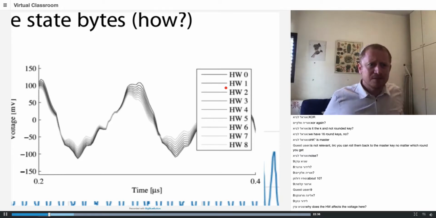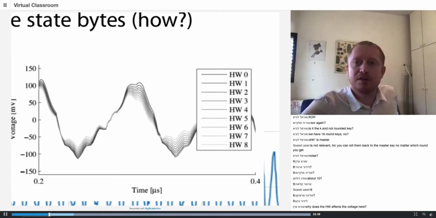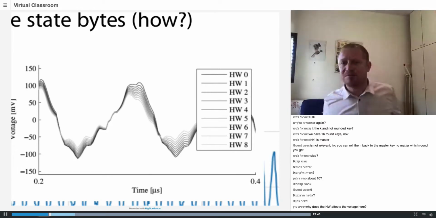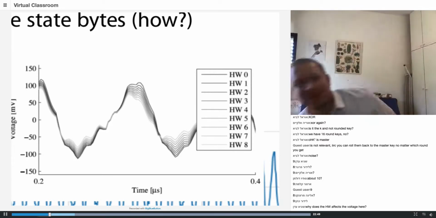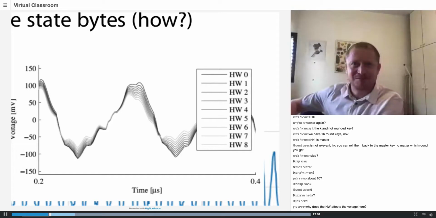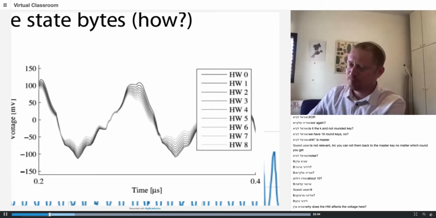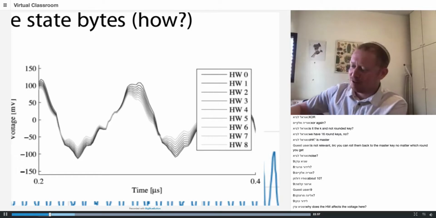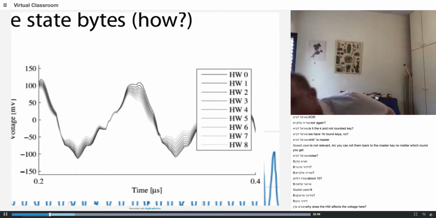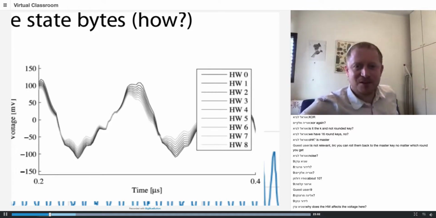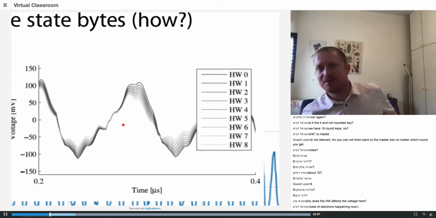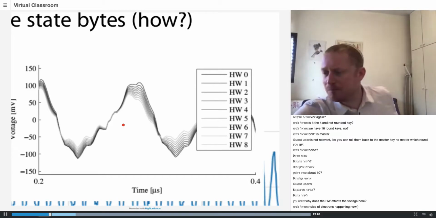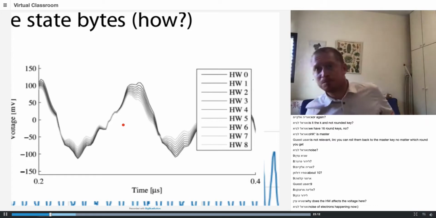But so why does the Hamming weight affect the voltage? Thank you for the question. I am going to need to restart my battery. Excuse me for a second. Some kind of laptop craziness here. A second. Okay. Very, very strange problem I don't want to debug right now. I need to restart my battery. Okay, looks good. Looks good. Okay, let's go.